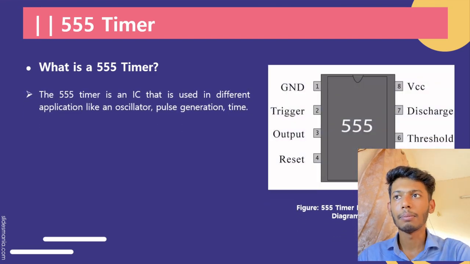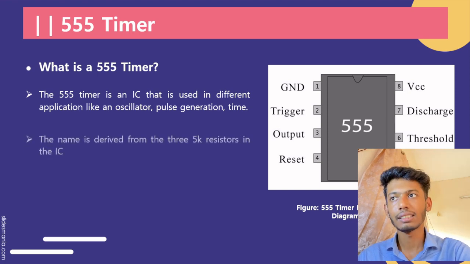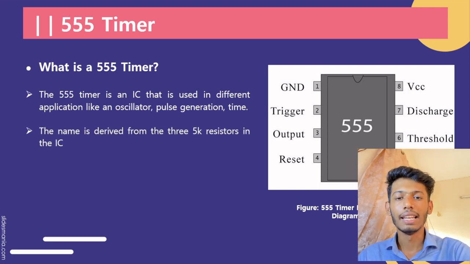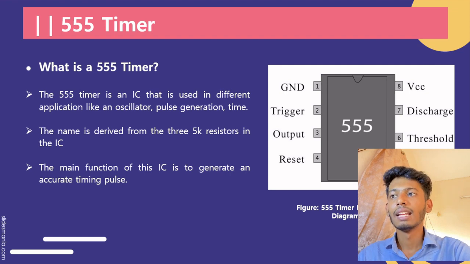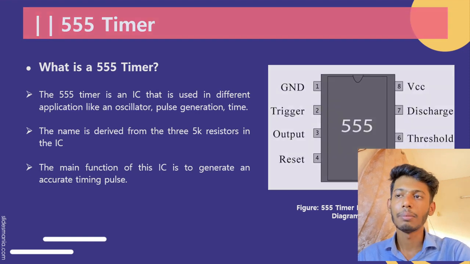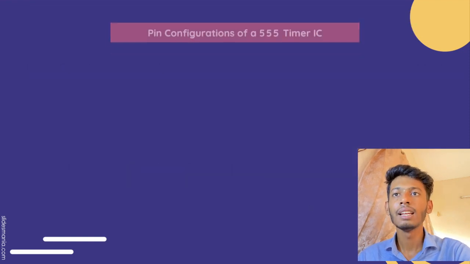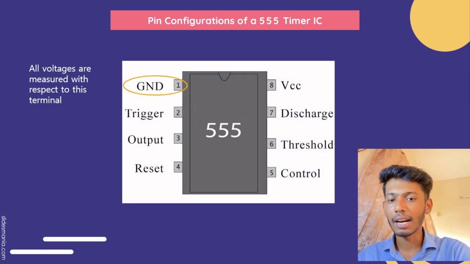The 555 timer is an IC that is used in different applications like an oscillator, pulse generator and timer. The name comes from the divider of three 5K resistors in the IC. The function of the IC is to generate accurate timing pulses. There are 8 pins in the 555 timer.